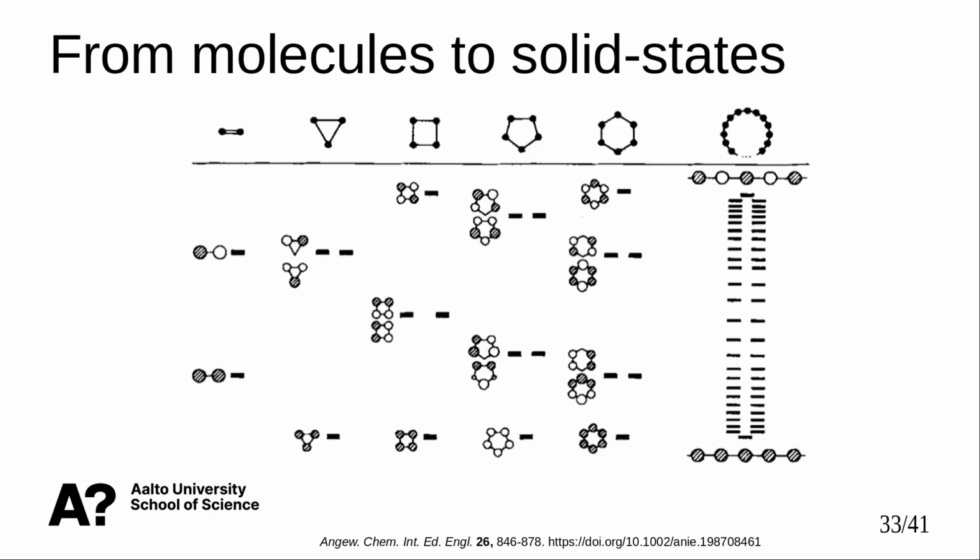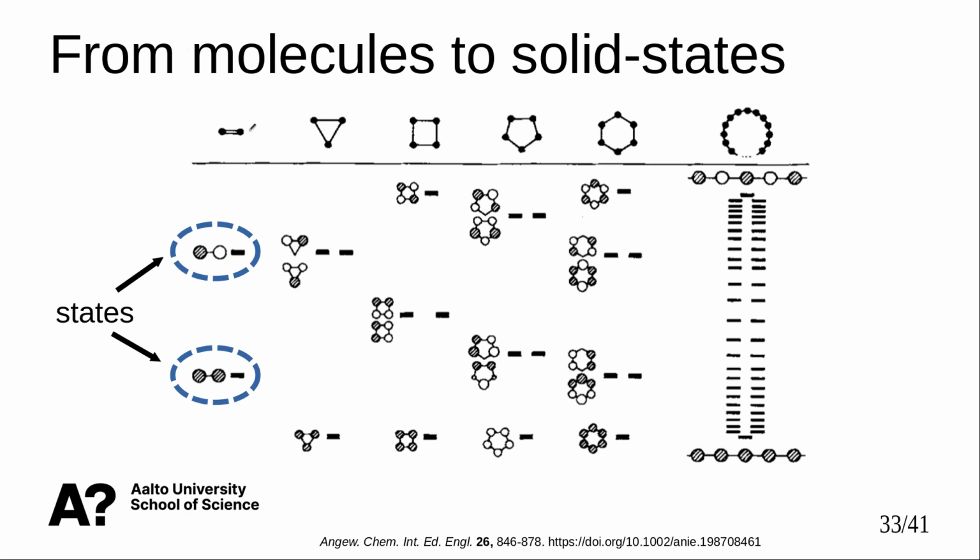Okay, what happens if we move one step further from molecules to solid states? How do we deal with that? As you all know, in a single molecule we have states, we occupy our states based on the electrons in the system, and then at some point we have the highest occupied molecular orbital, the HOMO, and then the next one would be the lowest unoccupied molecular orbital, where we don't have any electrons in the system anymore.